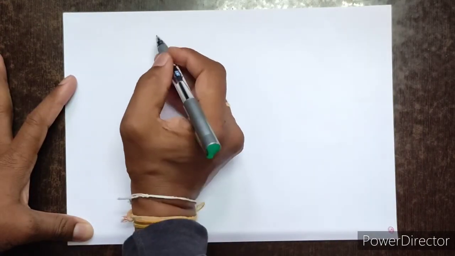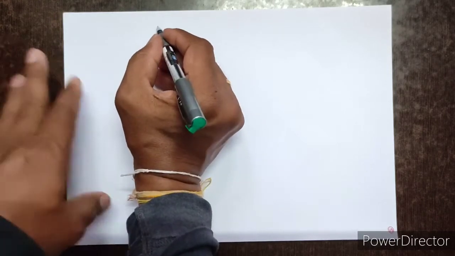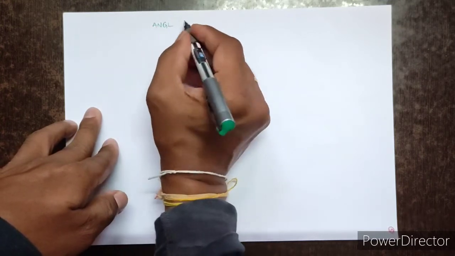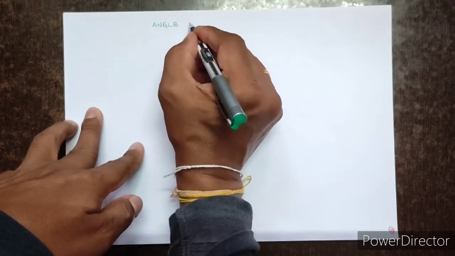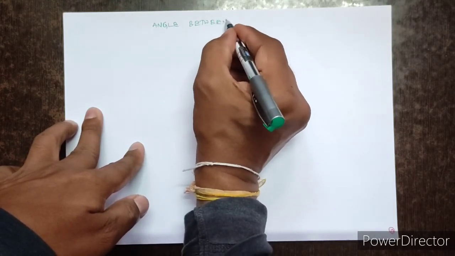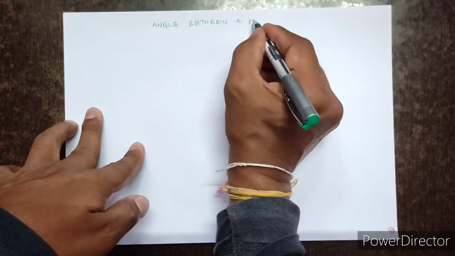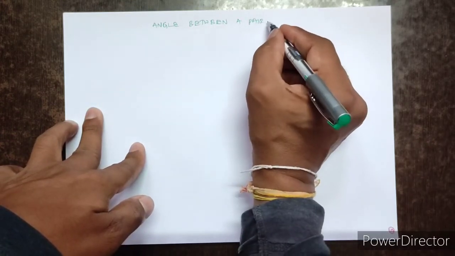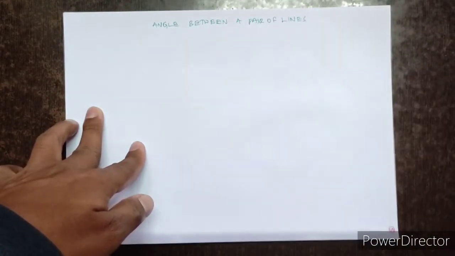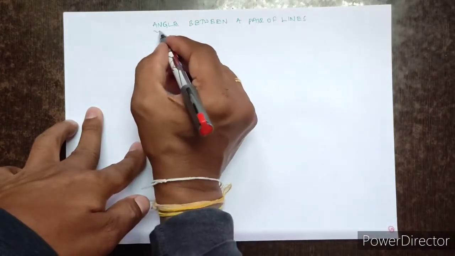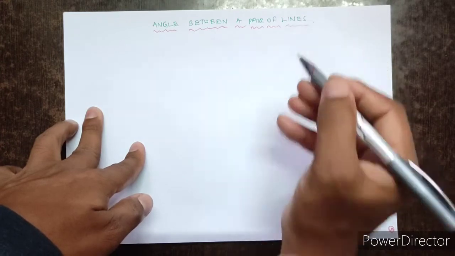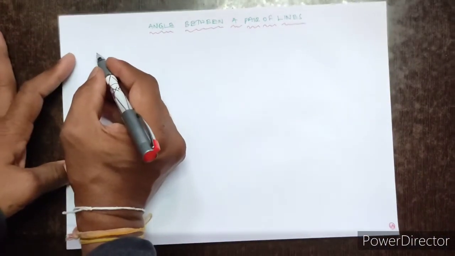Now find the angle between a pair of lines. Pair of lines. Theorem.